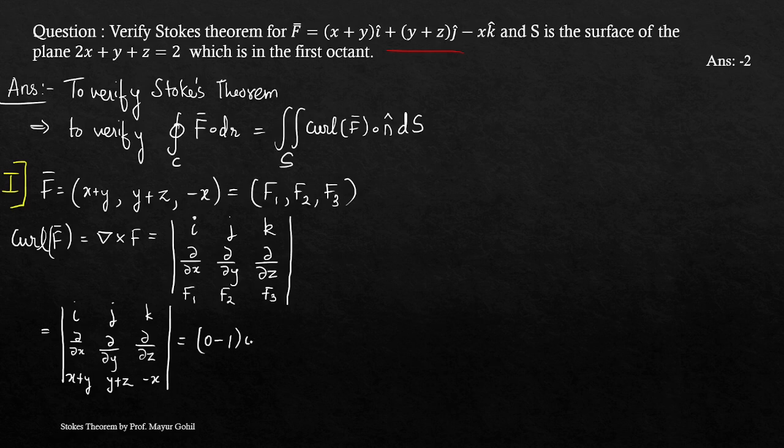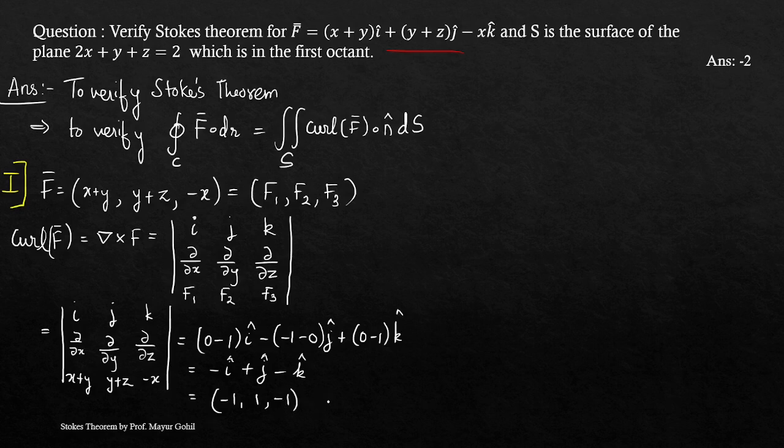We see that the i component is 0 minus 1, which is minus 1. Then minus j times, that is going to be minus 1 minus 0, j hat. And the k component is going to be 0 minus 1, k hat. So this vector is basically minus i hat plus j hat minus k hat. Now this is basically minus 1, 1, minus 1 as a vector. So this is curl f bar. I label this as our first important thing that we want.